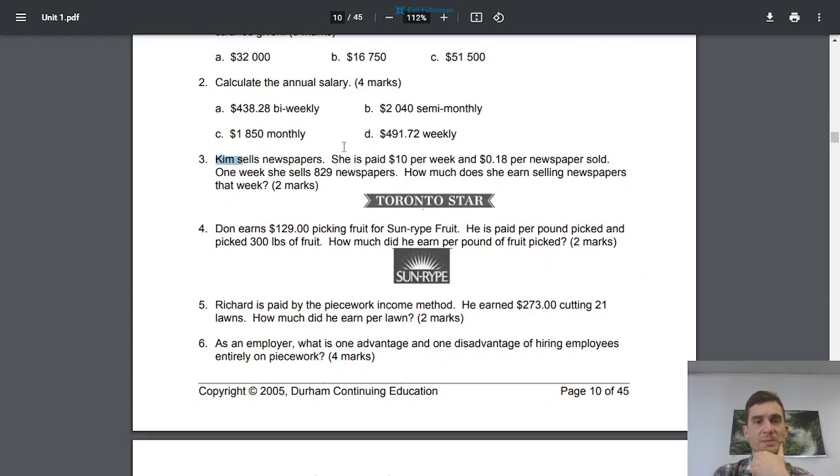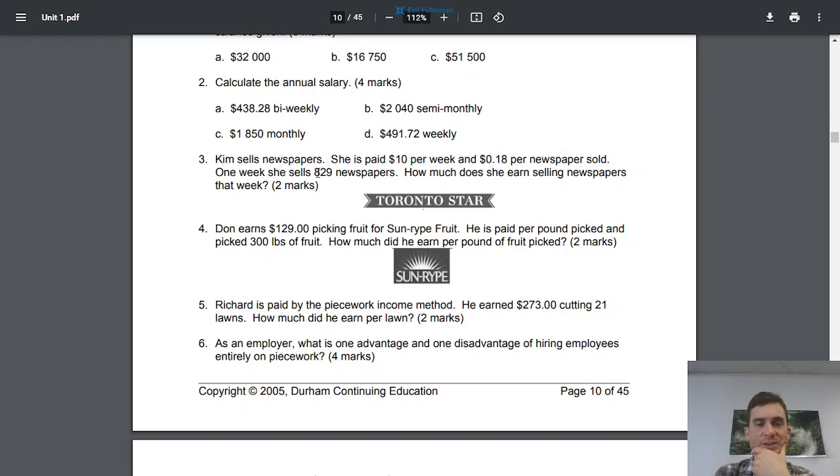Kim sells newspapers. She is paid $10 per week and 18 cents per newspaper. 1 week she sells 829 newspapers. How much does she earn selling newspapers that week? So we look and see how much she's paid per week. Okay, so she's going to get $10 no matter what. So she's got $10. So now we got $10, and we're going to have to add it to the number of newspapers she sold. She sold 829 newspapers, and for each one, she gets 18 cents.